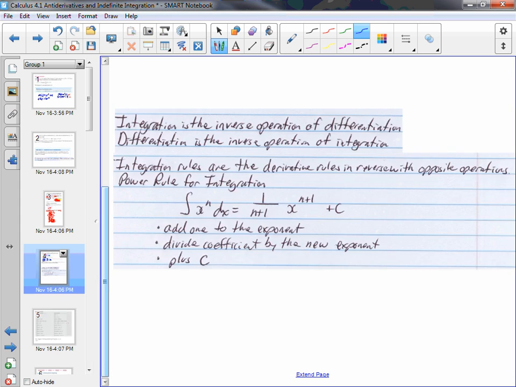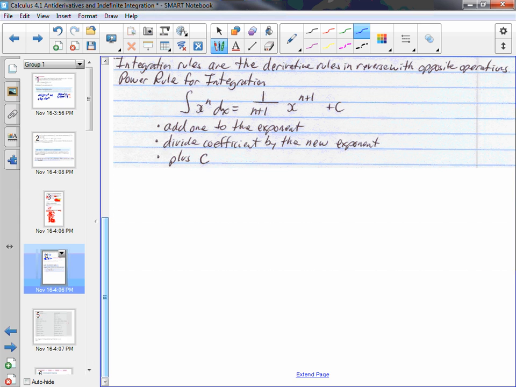Now, let's start at the beginning. The first derivative rule we learned was the power rule. So now we're going to learn the power rule for integration, the power rule for antiderivatives. Write this down. I know it's in your book. Write it down.